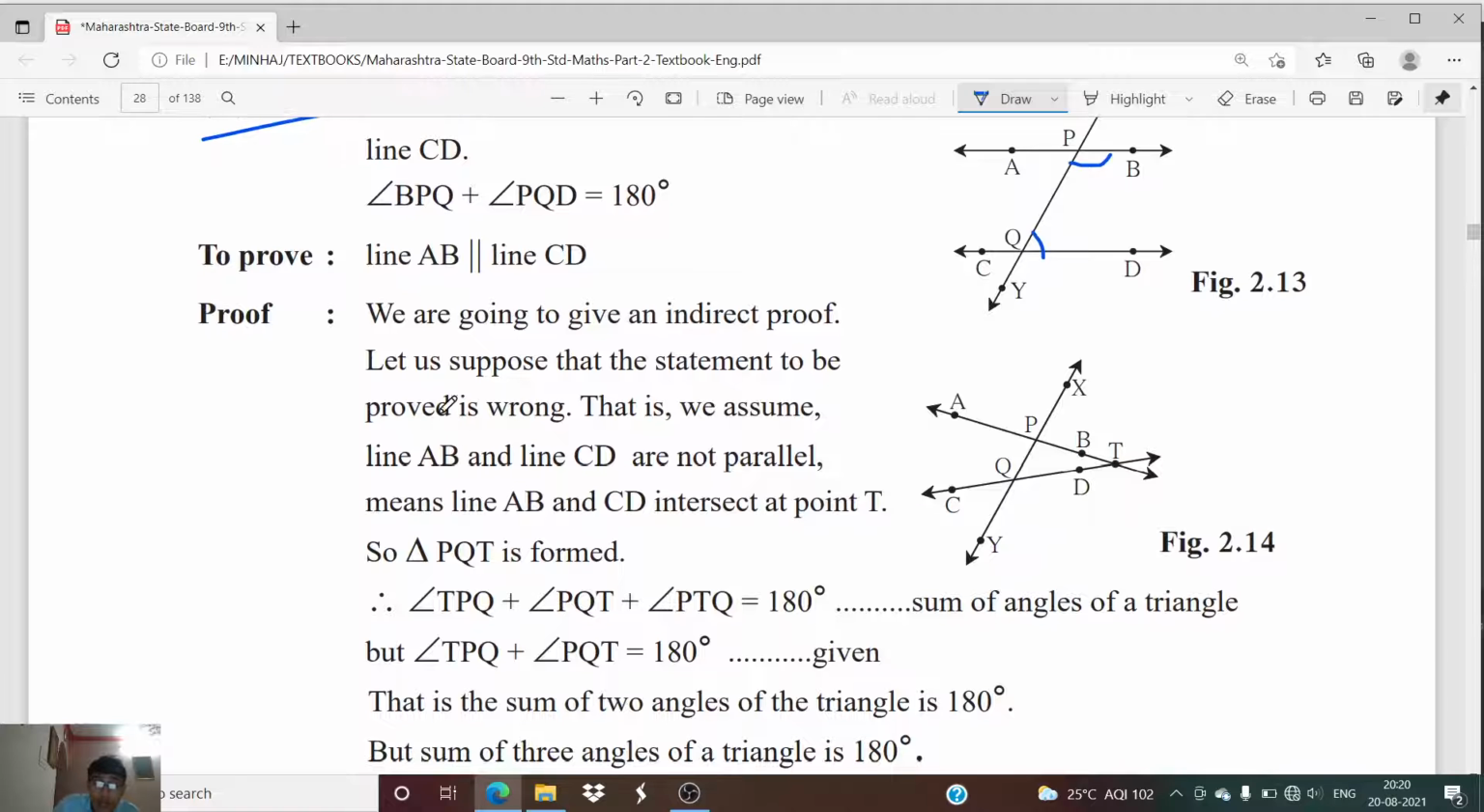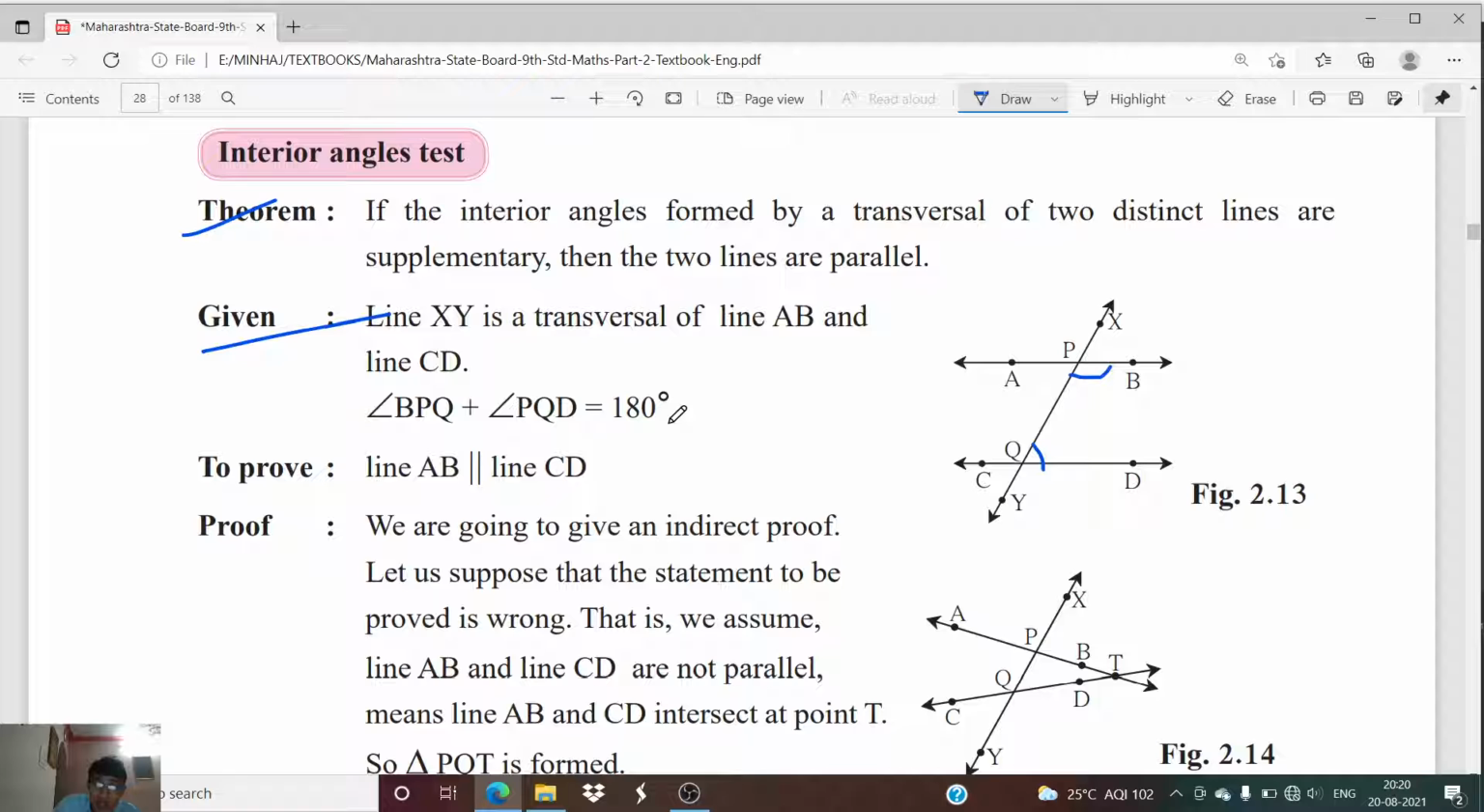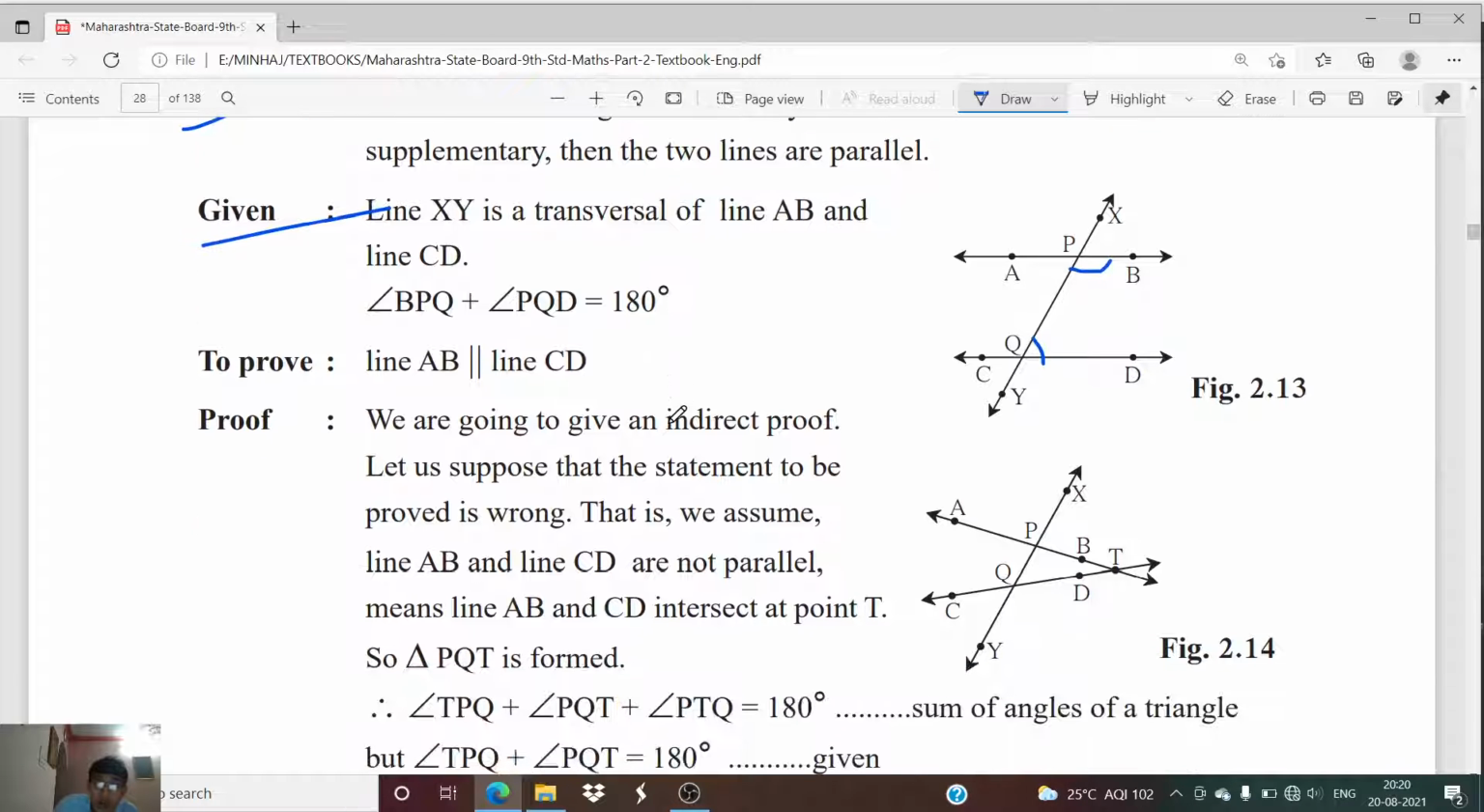So how can we prove that? We are going to give an indirect proof. To solve this particular theorem, we will be having an indirect proof. Let us suppose that the statement to be proved is wrong. In the beginning, we are going to suppose that line AB is not parallel to line CD.